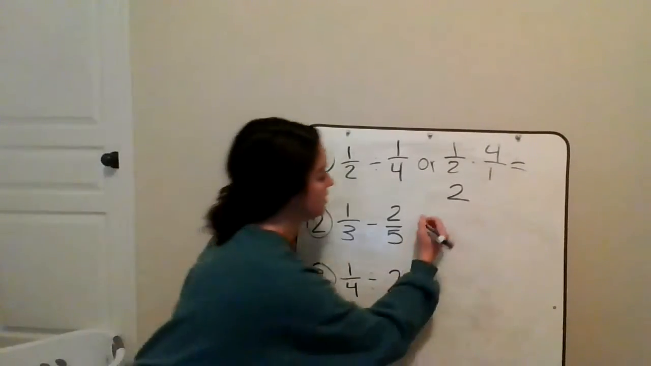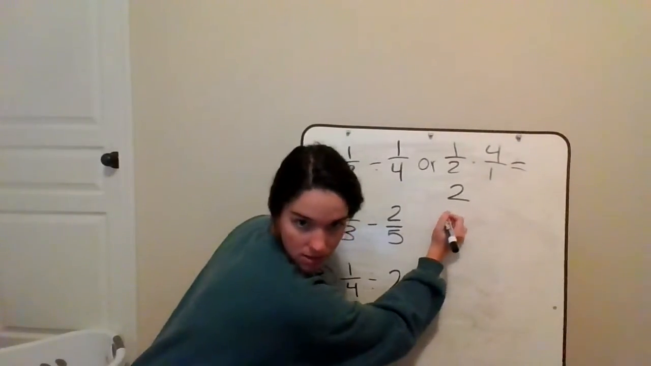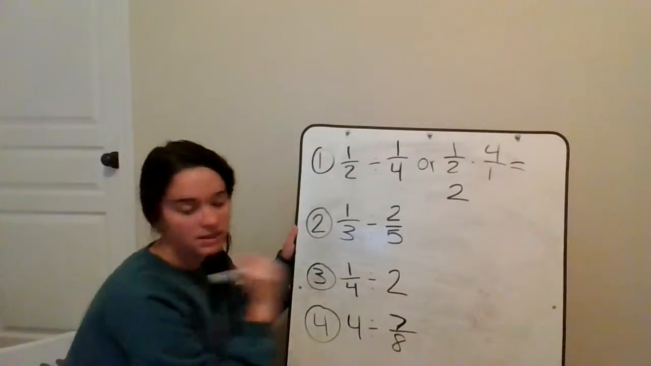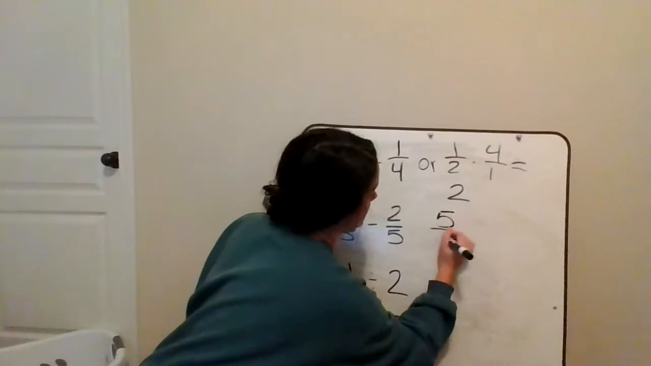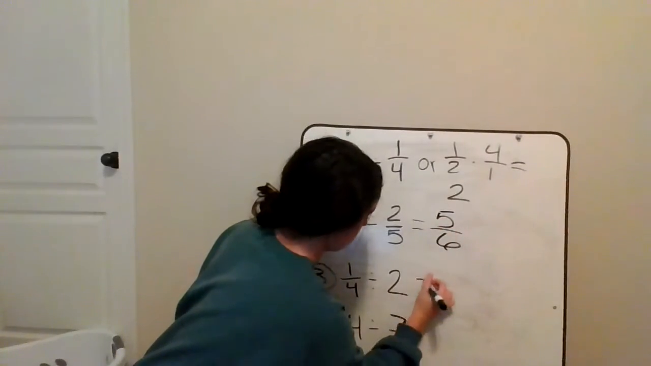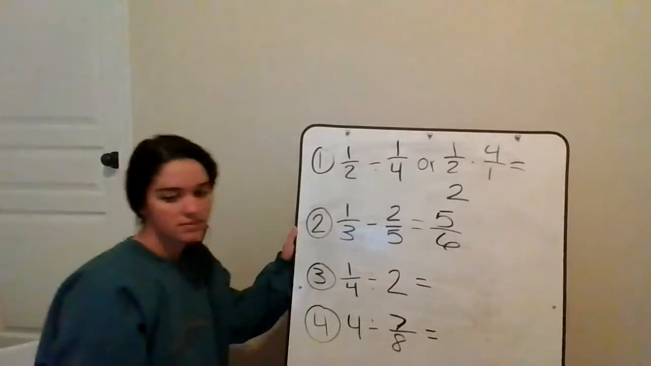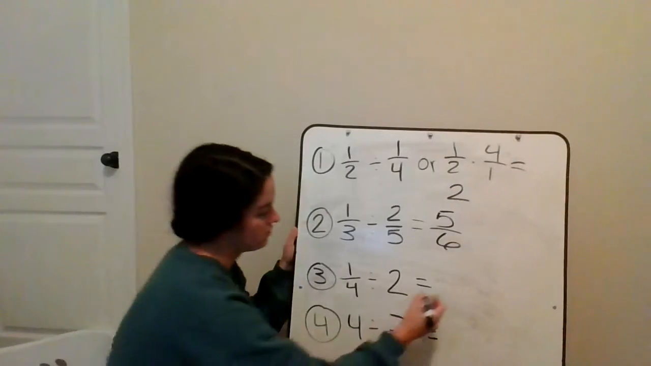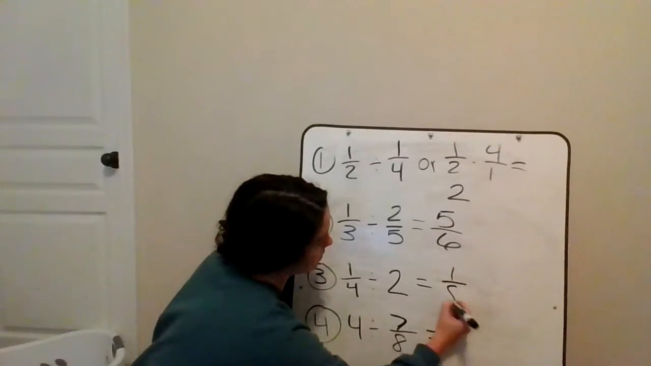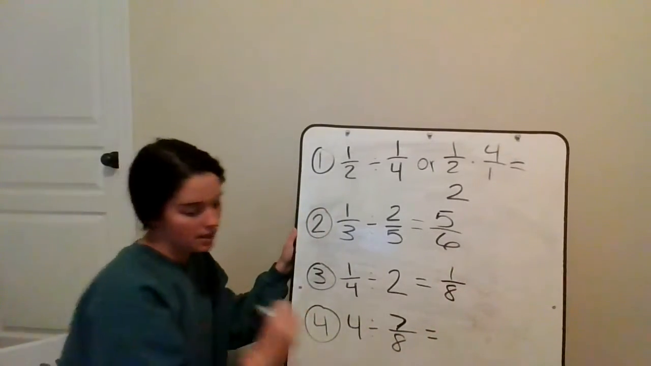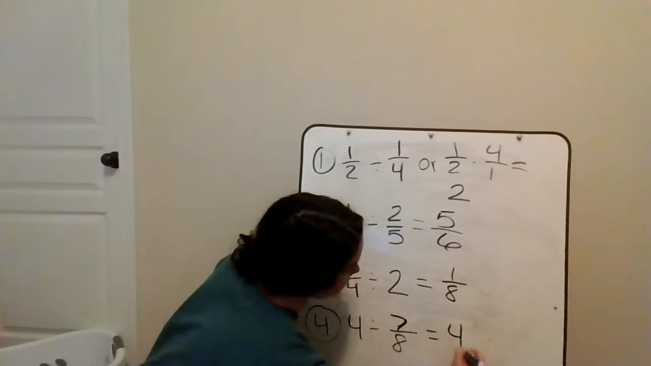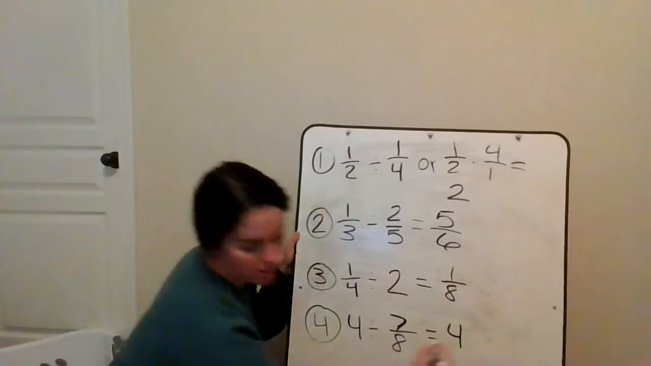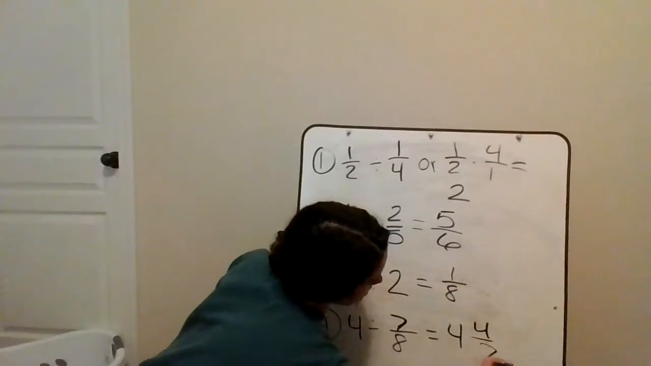All right. This one is going to end up being 5/6. Our next one is going to be 1/8. And our last one is going to be 4 and 4/7.